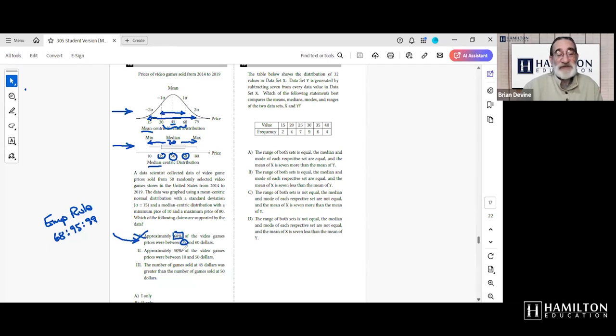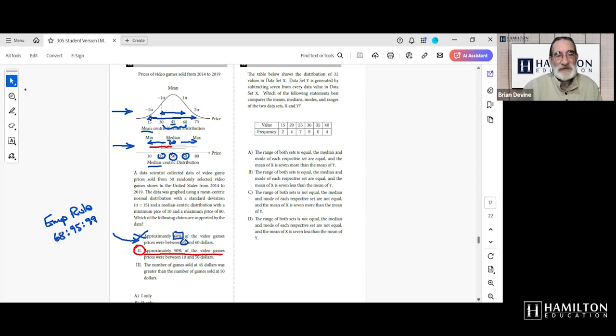For number two, approximately 50% of the data, half of the video game prices, were between 10 and 50. Well, that is true, because on a box and whisker plot, half of the data is lower than the median, and half of the data is higher than the median. And so approximately 50%, according to the box and whisker plot, is between 10, the bottom of the range, and 50, the median. Two is true.